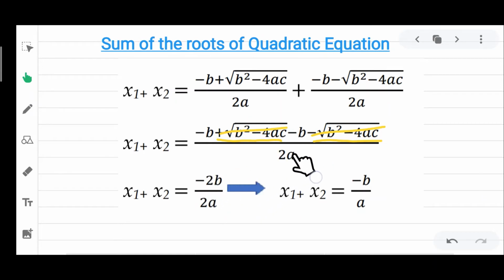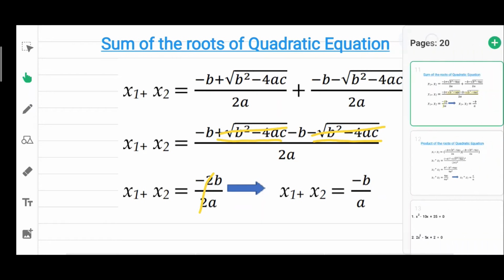And then, copy the denominator, 2a. And then, we cancel 2. So, ano na lang natira? Negative b over a. At dyan nakuha ang formula for the sum of the roots of quadratic equation.